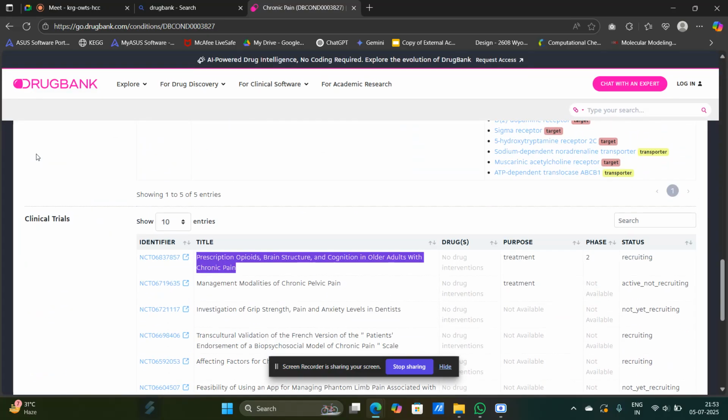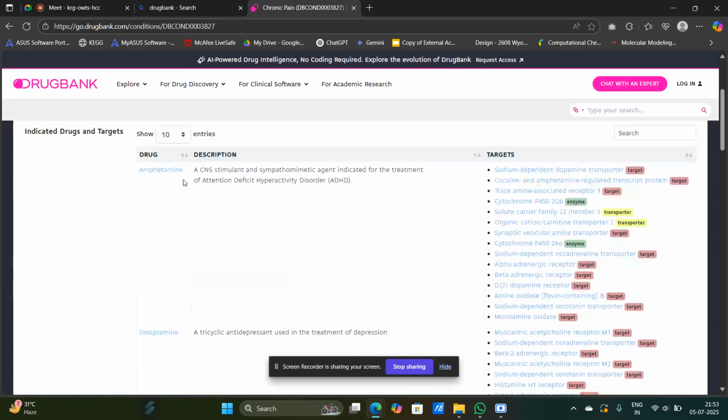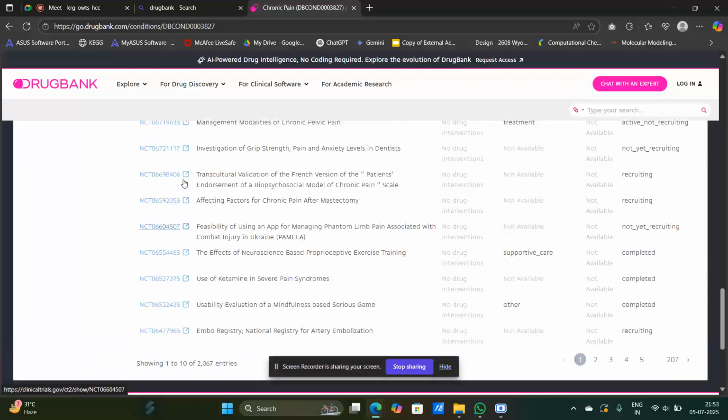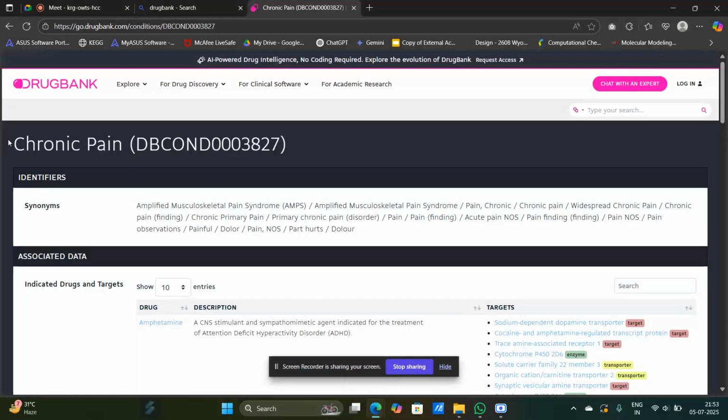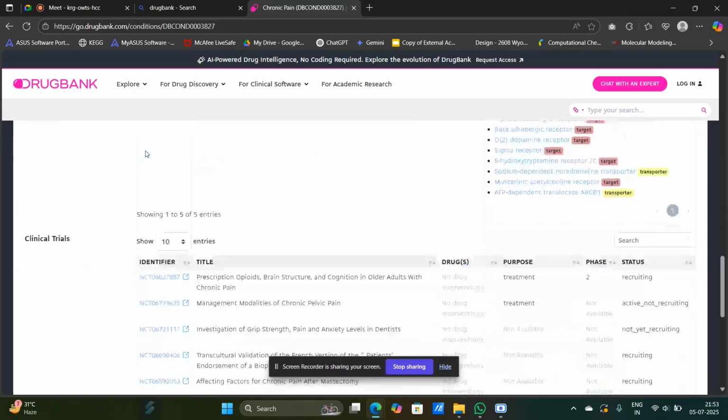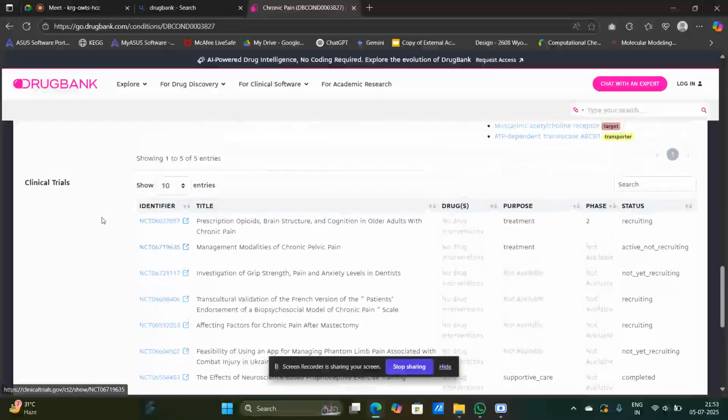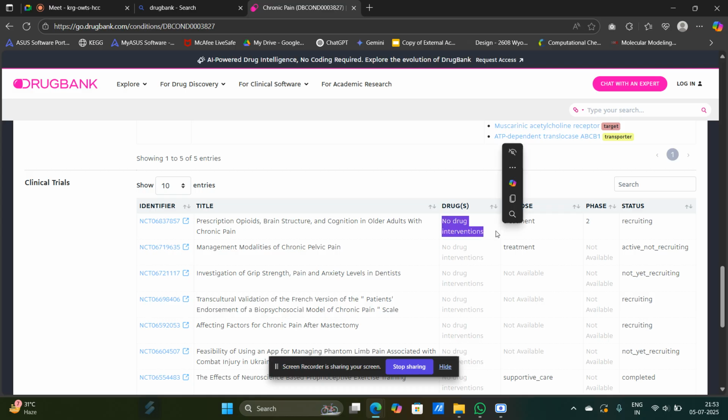drug. It does not necessarily mean that, for example, what I'm trying to say is, as this is the chronic pain page, all the enlisted clinical trials deal with chronic pain or something related to chronic pain. And again, it does not mean that all the trials have used a particular drug. There can also be clinical trials which are not involving any drugs.